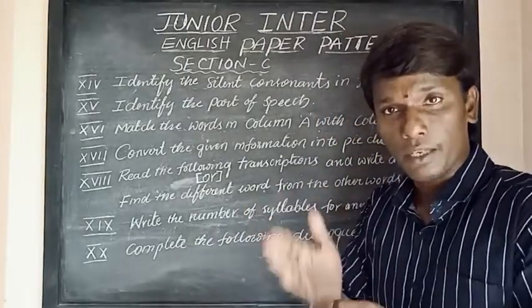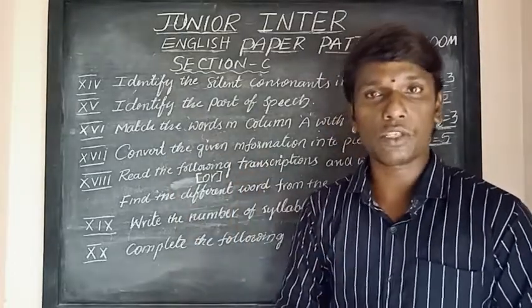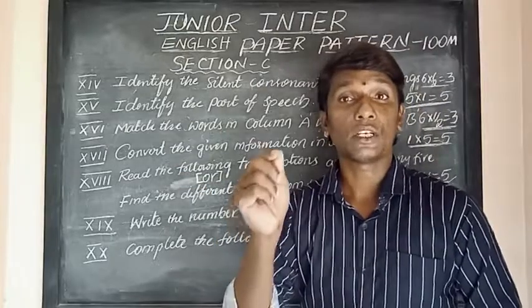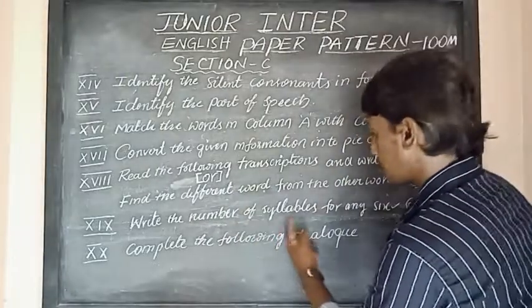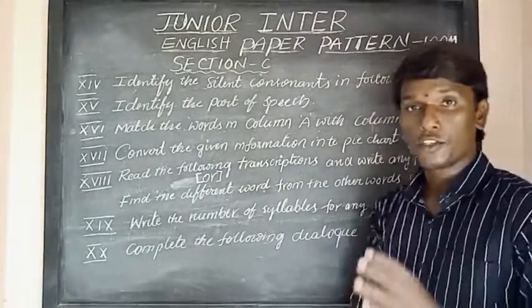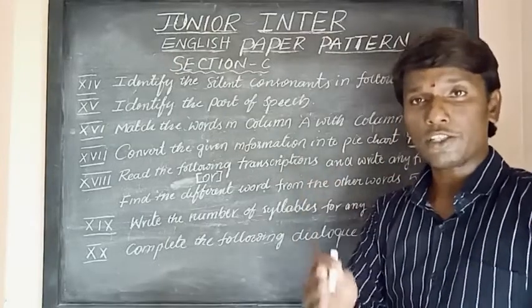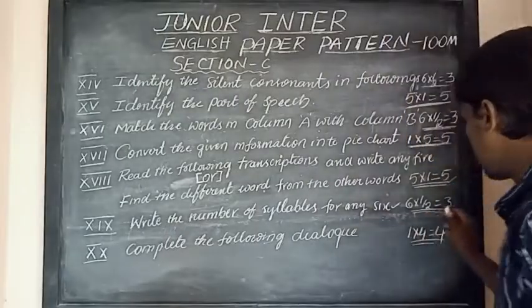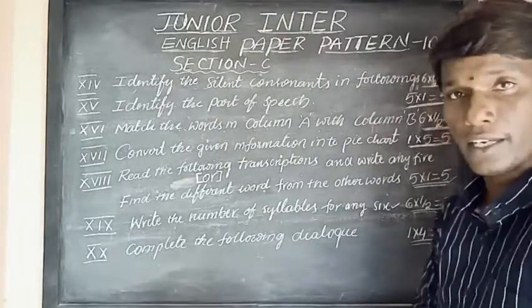If the word has 1 syllable, you write monosyllabic word. If the word has 2 syllables, write disyllabic word. If the word has 3 syllables, write trisyllabic word. So that is how you write the number of syllables for any 6. You will be given 8 words, and out of the 8 words, you write answers for 6 words. So 6 into half is equal to 3 marks. This 19th question is for 3 marks. Okay, Nandi? Have you understood?